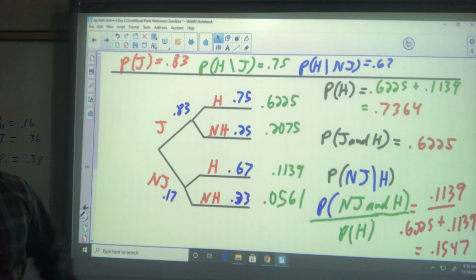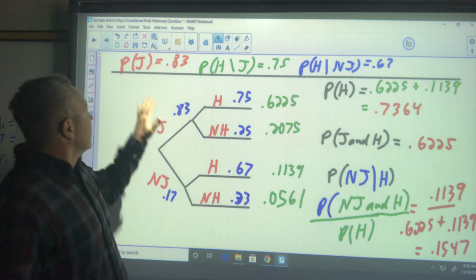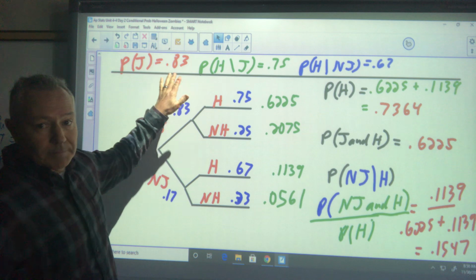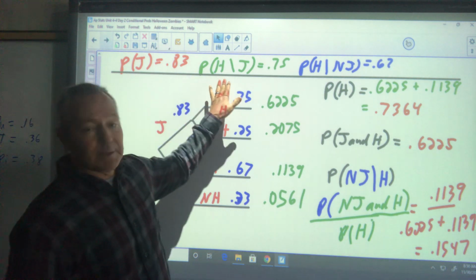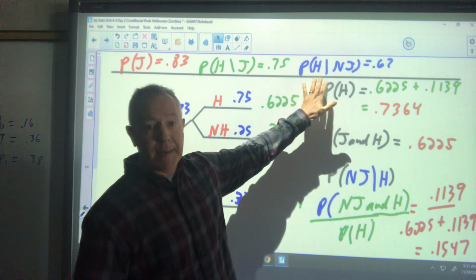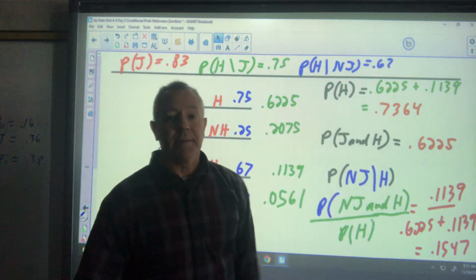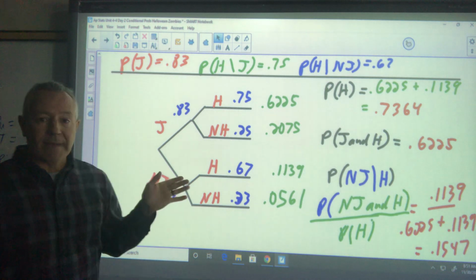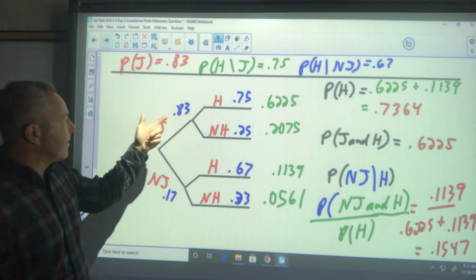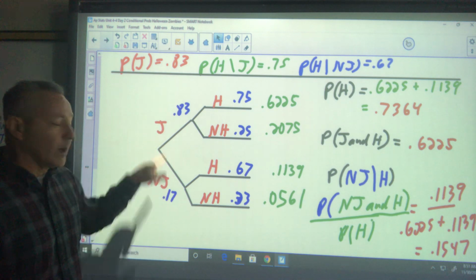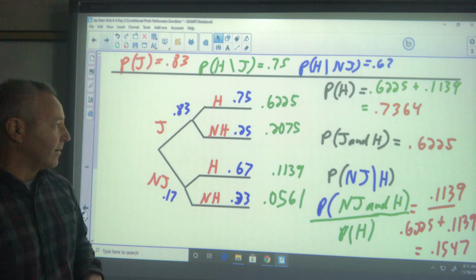I've set this up for you already over here to save time. This was given to me. The probability of having a job was 83%. The probability of someone being happy given they had a job was 75%, and the probability of being happy given they had no job was only 67%. So we start our tree with our first situation. They either have a job or don't have a job. I have 83% that do, therefore the remaining portion, added to 100%, are the people that don't have jobs.